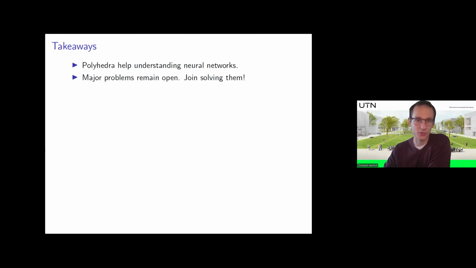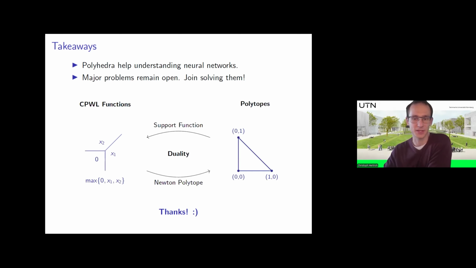Okay, so let me conclude the talk by just two small takeaways. The first one is that polyhedra are a nice tool to understand neural networks. And the second one is, well, basically I wrote a lot of papers about problems I haven't solved. So all the big problems are still open and you're very welcome to join solving them. And yeah, I would like to thank you with this nice duality picture between continuous piecewise linear functions and polytopes.